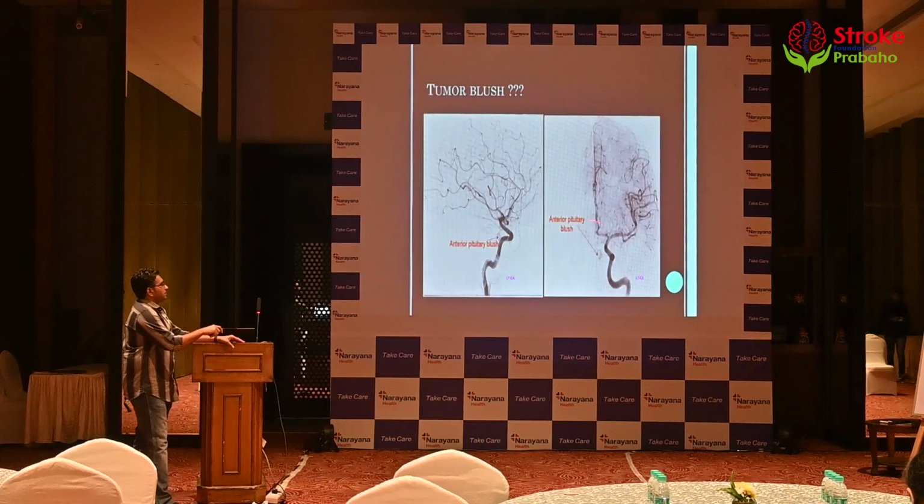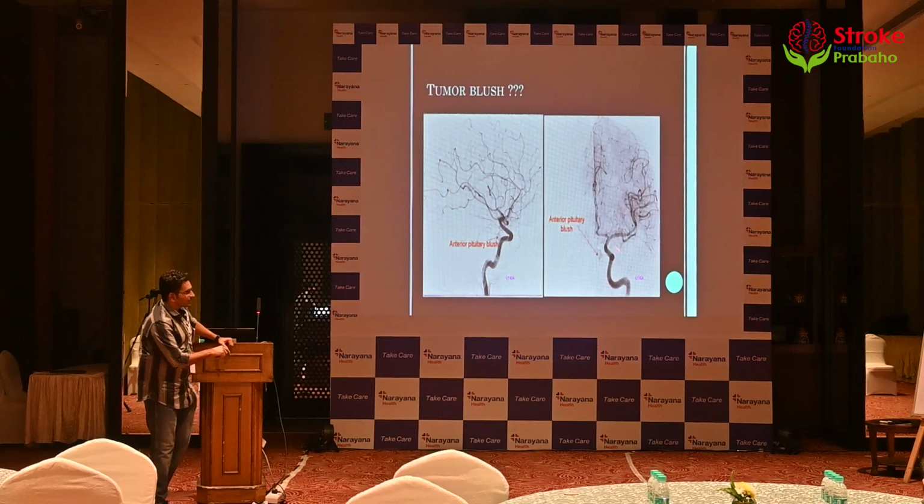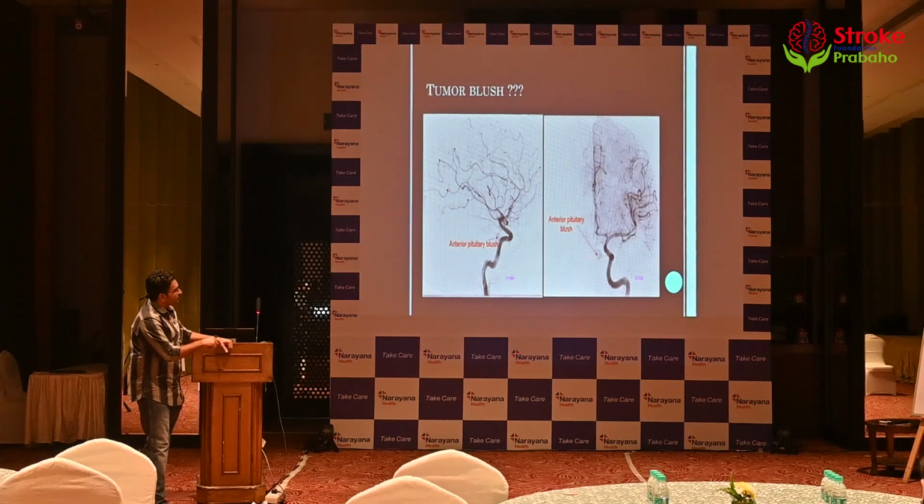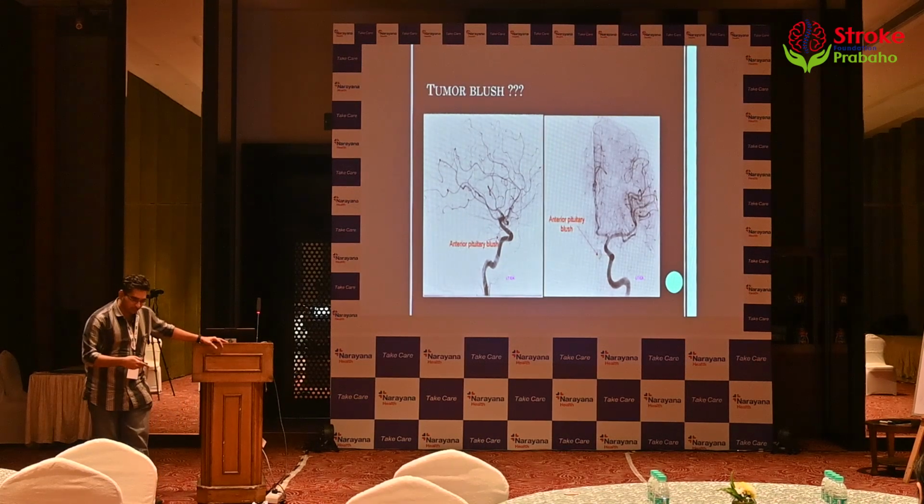Important thing: it should not be mistaken for a tumor blush. This was the capsular artery of Mecanose and the PHIA from the meningohypophyseal trunk. And many times what happens, there's an overlap of a lot of branches, which we think is the MHT.